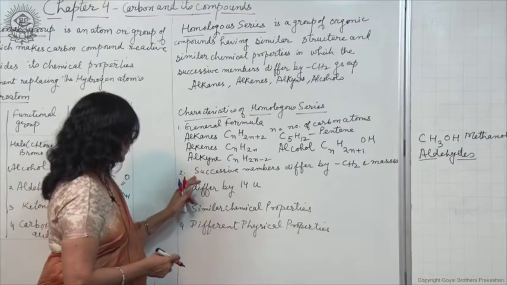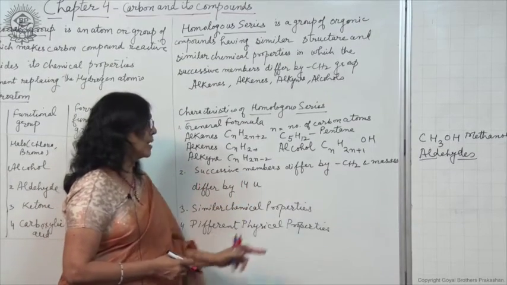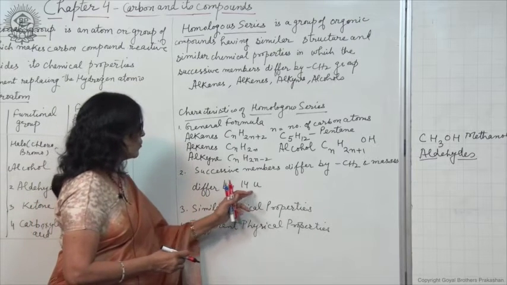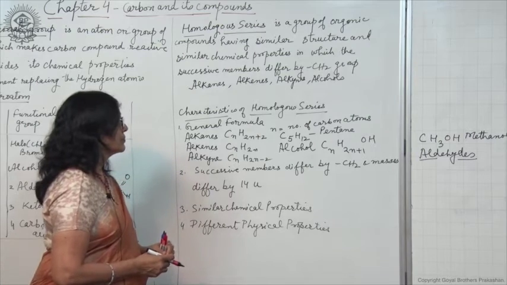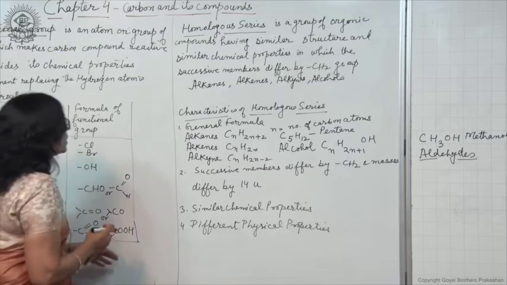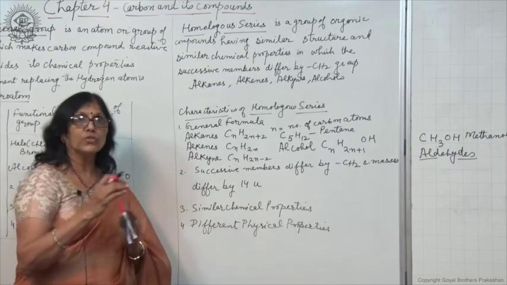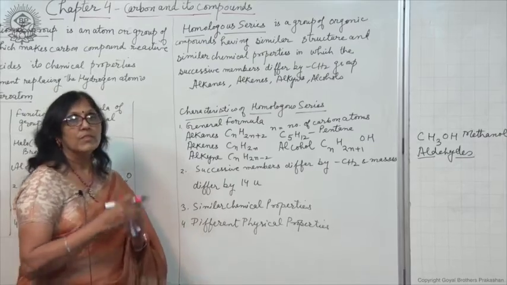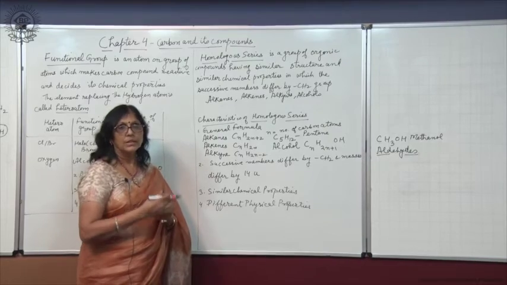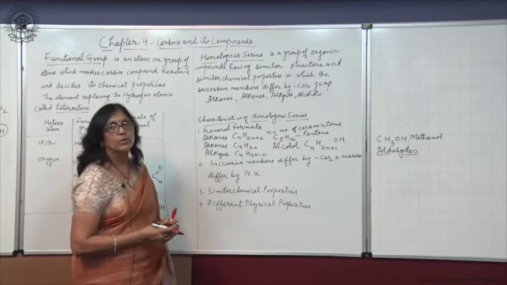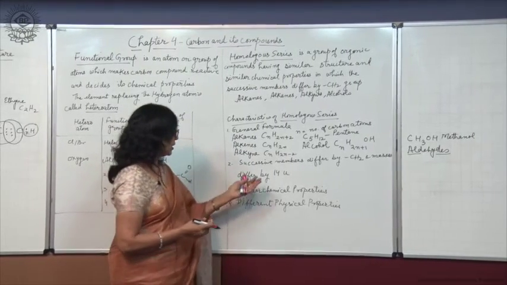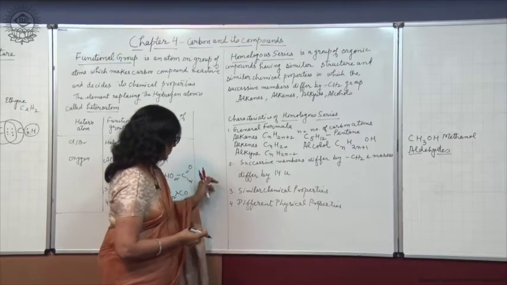The second one is that successive members differ by a CH2 group and their masses differ by 14 u. You can see methane, ethane: CH4, C2H6. What is the difference between CH4, C2H6, C3H8? They all differ by a CH2 group and the masses differ by 14 u or 14 AMU, atomic mass unit.